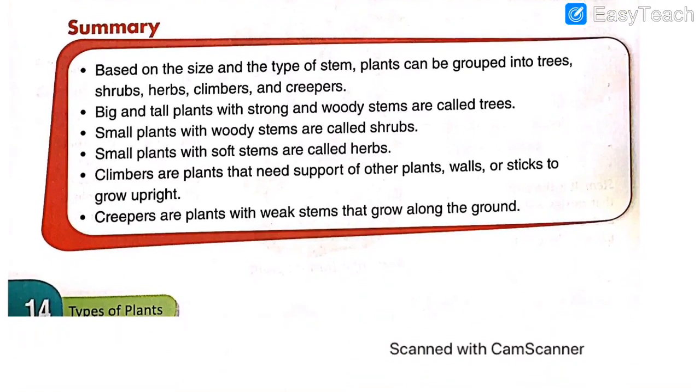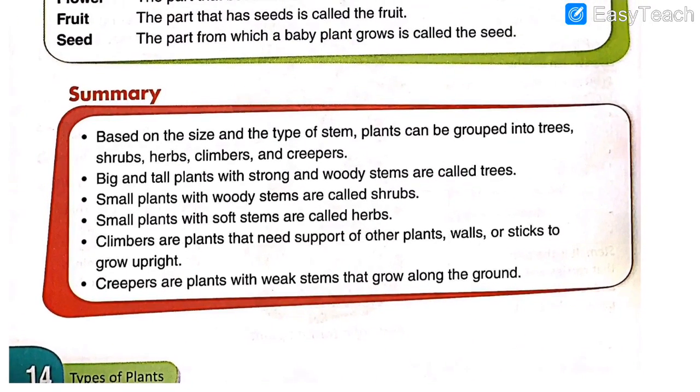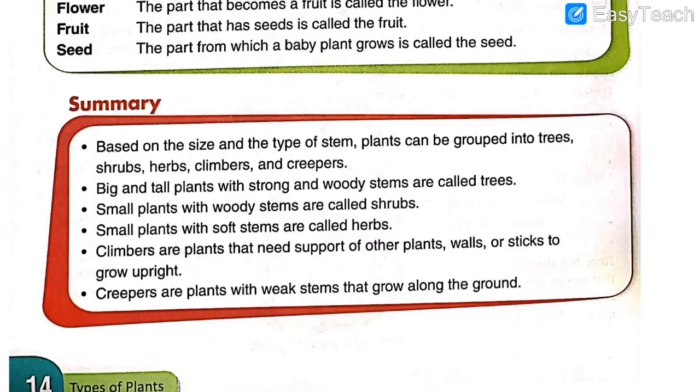After that we had seen the summary of the lesson. In the summary we had seen the main points of the lesson. Based on the size and the types of stem, plants can be grouped into trees, shrubs, herbs, climbers and creepers. So we have studied 5 types of plants in this lesson based on the type of the stem and size they have. Big and tall plants with strong and woody stems are called trees.